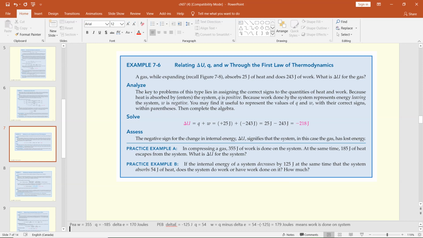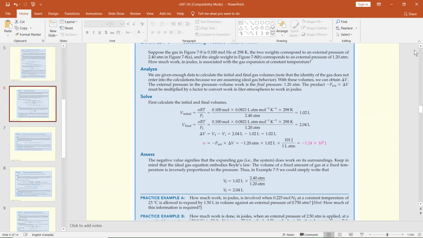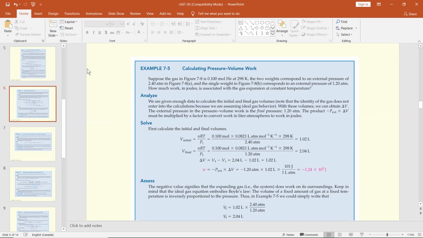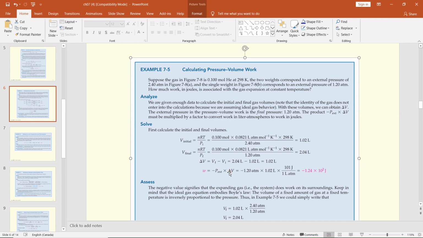Another thing we talked about, I might as well talk about it now since I have these slides on here, is the work of expansion I mentioned a bit already. Here we have pressure versus volume work. If there is a gas involved and the gas changes in volume, then the work, and I'm not going to worry about this calculation, I just want to look at the equation here, is minus P external times delta V.